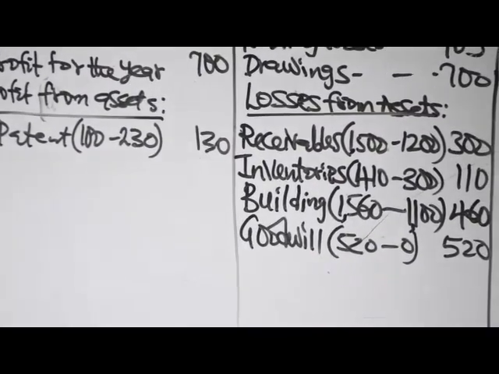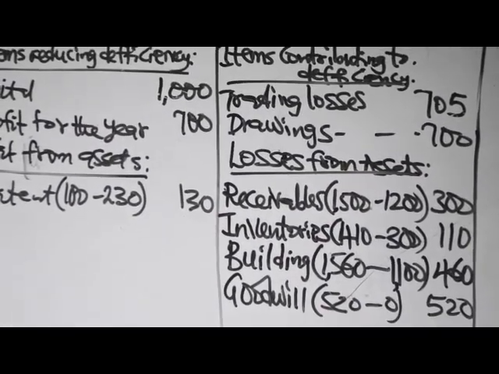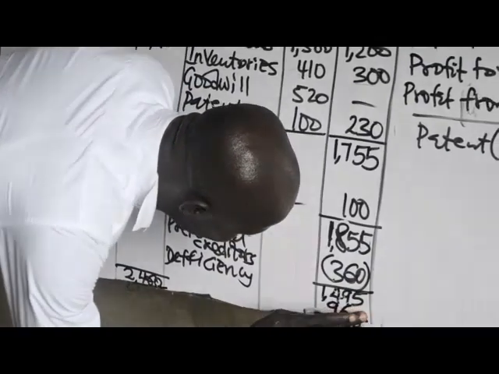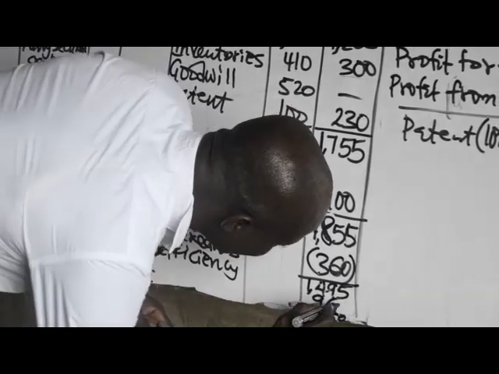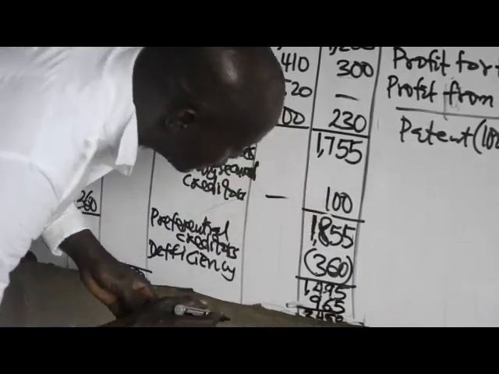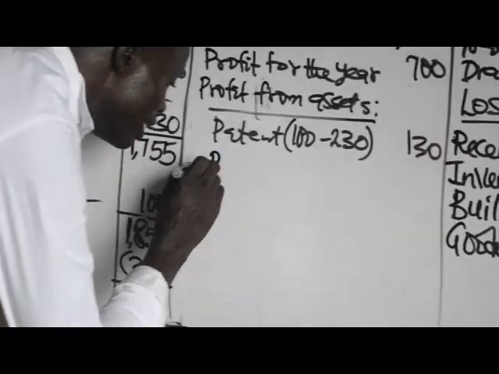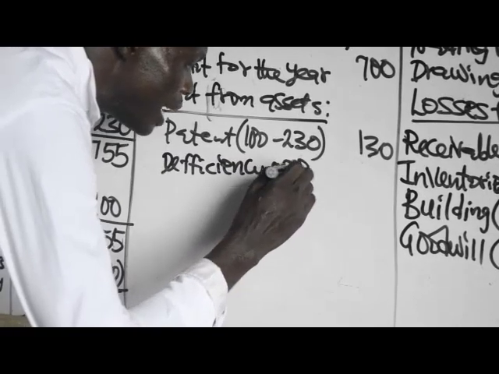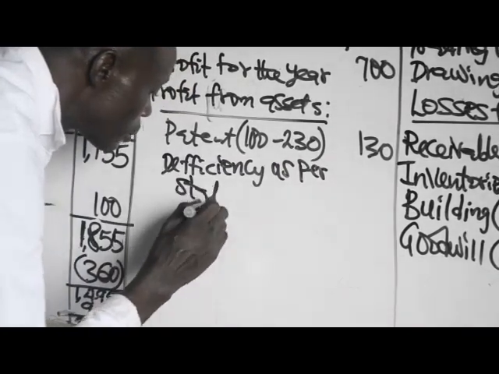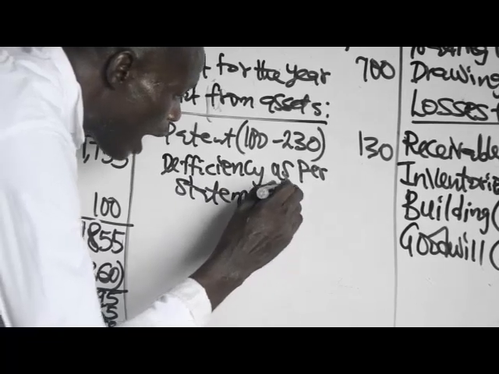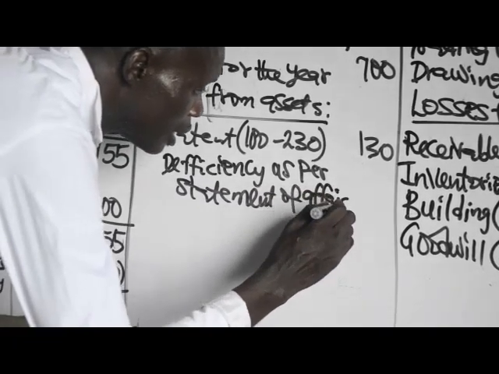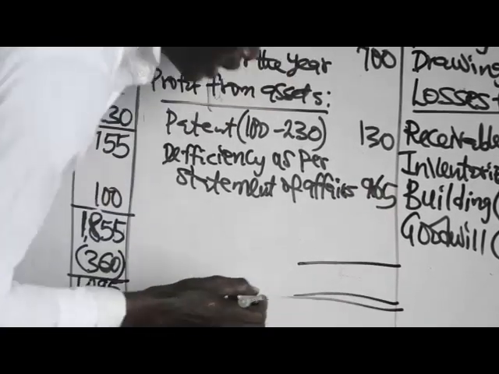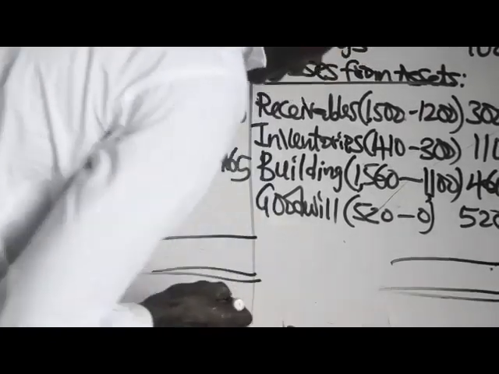Then, if you go through your statement of affairs, you have the deficiency of 965. We have a deficiency of 965. So you have deficiency as per statement of affairs, 965. So you now add the left-hand side and the right-hand side.